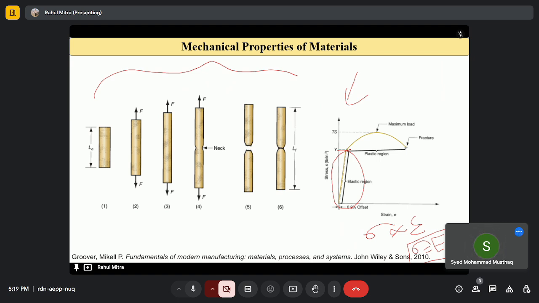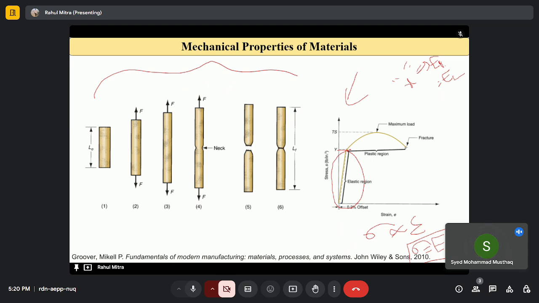For example, if I want to have a strain of X, and if I have E1 and E2, and I want to have a strain value of X, suppose E1 is greater than E2, so higher stress should be applied in material 1 than material 2 to have the same amount of strain. That defines the elastic modulus.